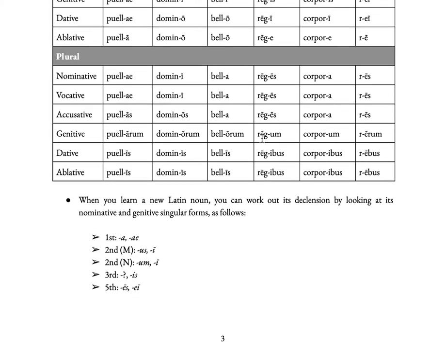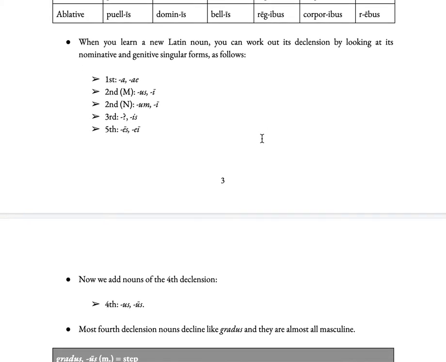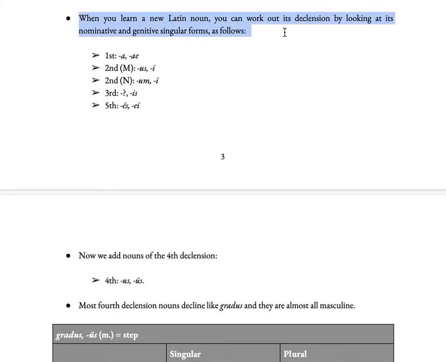Now, the last one, as I say, is the fourth. Just before we get to that, remember, you can work out a noun's declension. If you learn a new noun and you want to know what declension it is, you can work it out by looking at the nominative and genitive singular. If the nominative and genitive singular end in a and ae, then it's first. If it ends in us and i, then it's second declension masculine. If it ends in um and i, then it's second declension neuter. If the nominative is variable, but its genitive ends in is, then it's third declension. And if the nominative and genitive end in es and ei, then it's fifth declension.